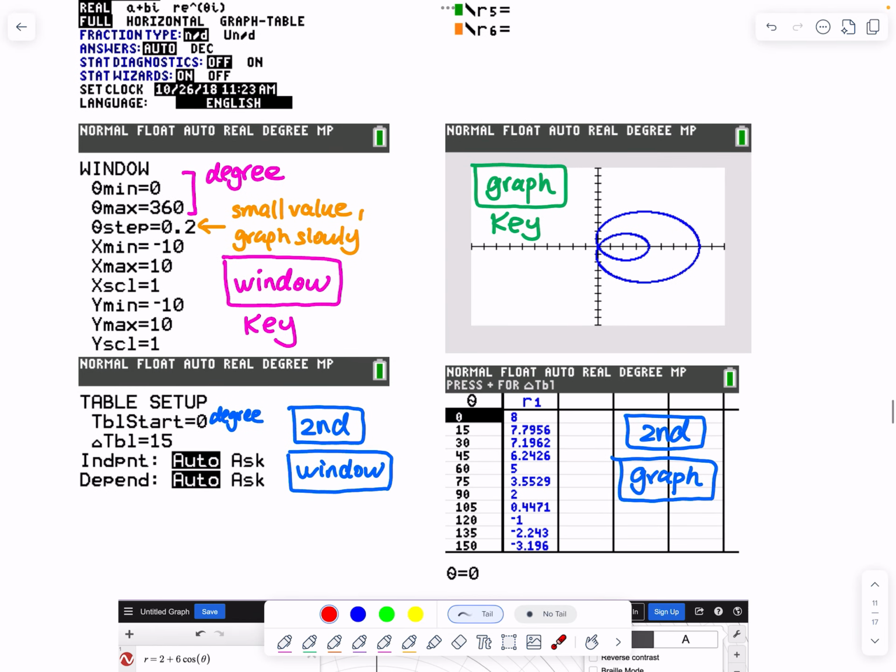Okay, in a few clicks of a button, how about we set up a table? To set up a table, do you see that above the window key, there is a blue word called table set? You press second, and then you press the window key.